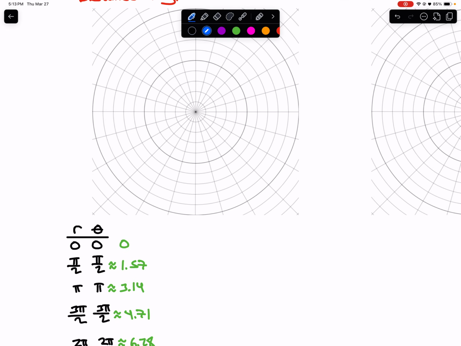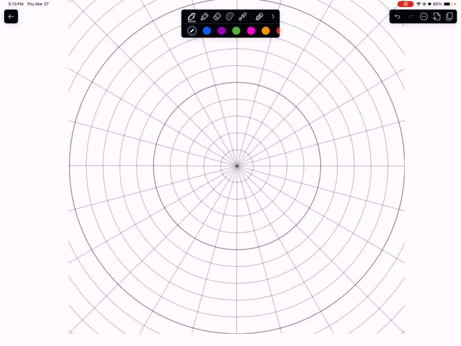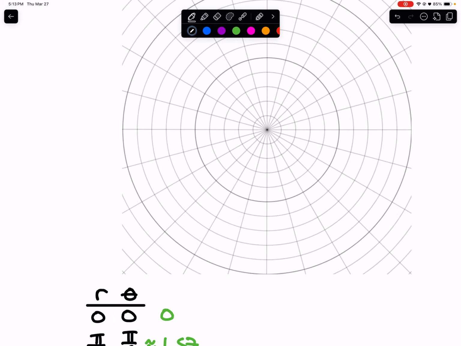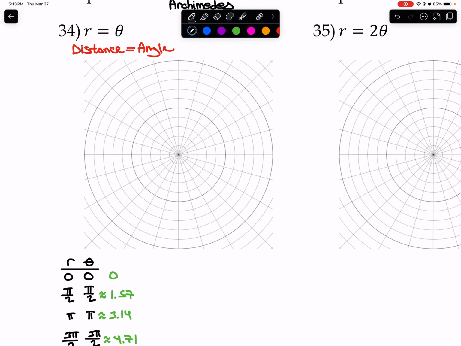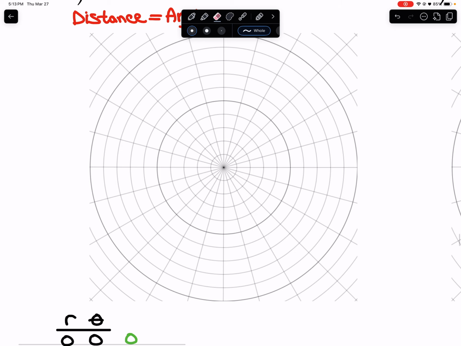So for this one, what we're going to be doing is we're going to plot these values. Sorry, y'all got sidetracked. Someone tried to come in my room, but it's okay. She was very nice.